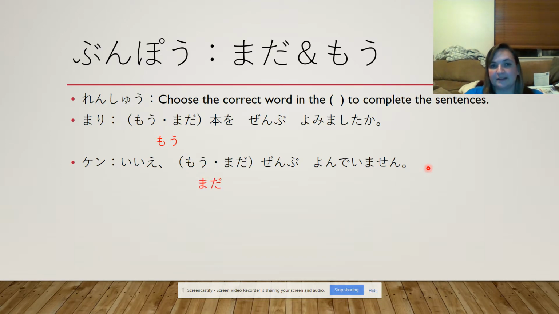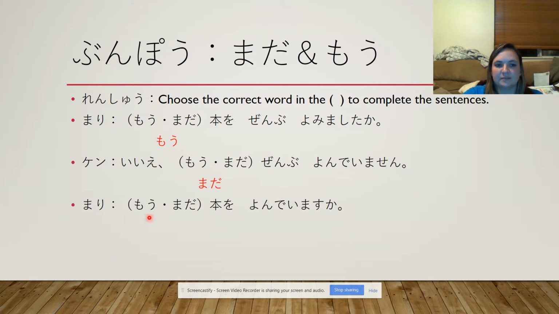If you picked mada, you are correct. So Ie mada zenbu yonde imasen. I have not yet read it all, right? So in this case, we're meaning the word not yet. He's not yet read it all. Couple more to look at.